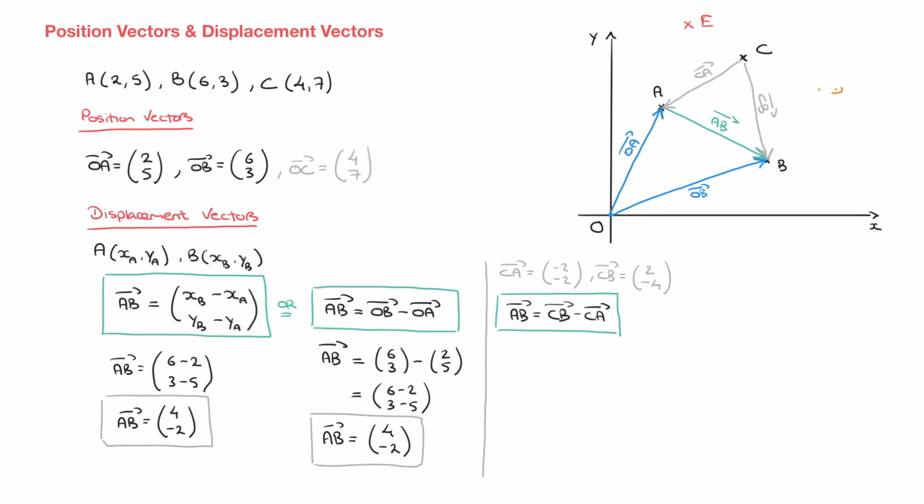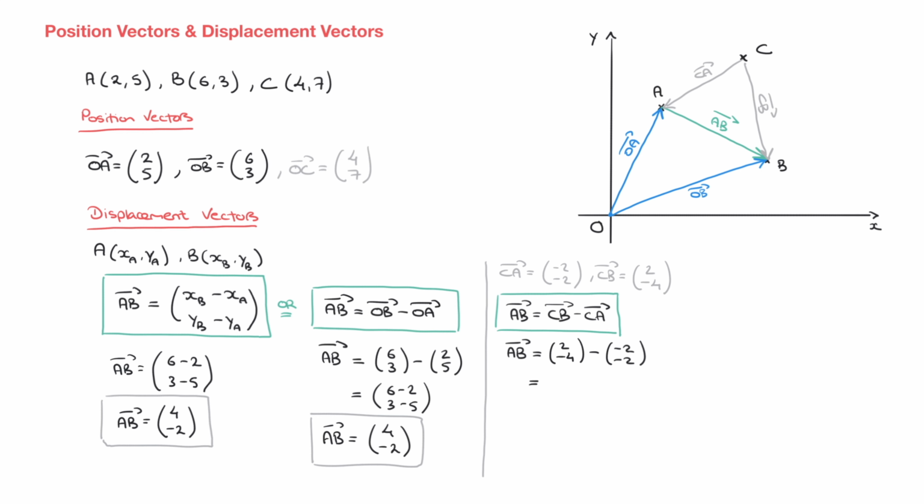Now let me quickly erase those. The D is gone and the E is gone. There we go. And now just to confirm this result with the components we have here, we can state that the displacement vector AB is equal to CB minus CA, where CB is 2, negative 4. So let me quickly write that. That's 2, negative 4, minus the vector CA, which has components negative 2, negative 2.